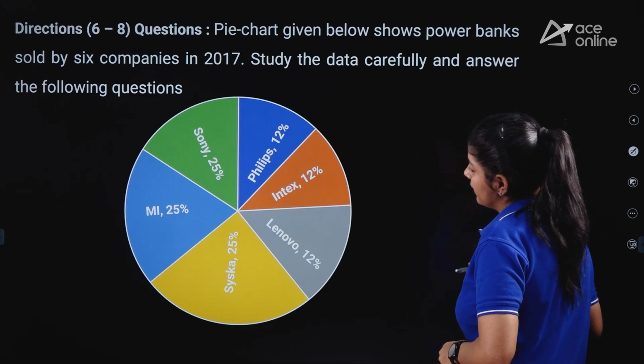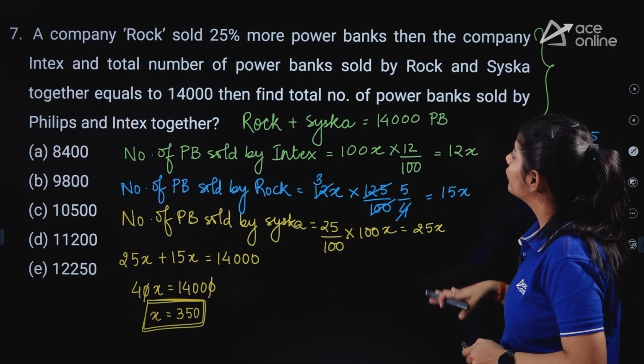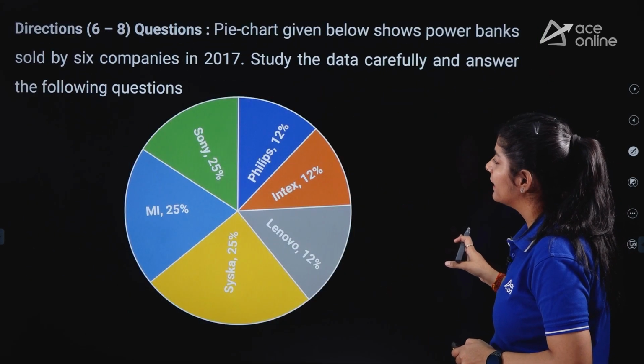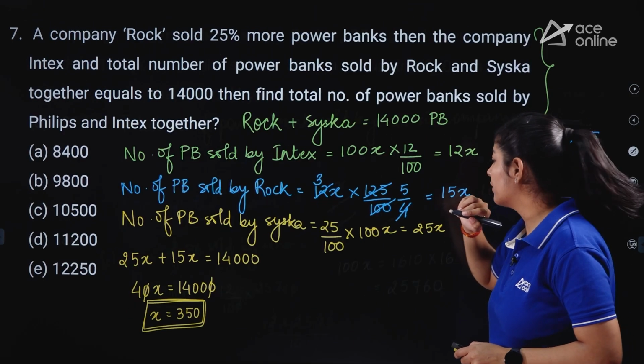Okay, I need to check all the values once. Okay, just simply ignore that. Now what we have to do is find out the Philips and Intex together. So here we are having Philips and Intex, that means they are sold in 12 and 12.